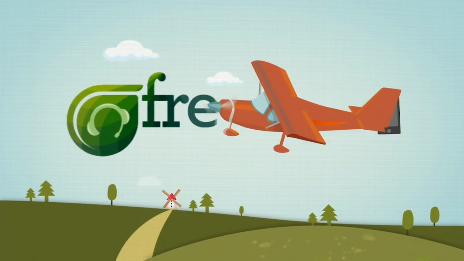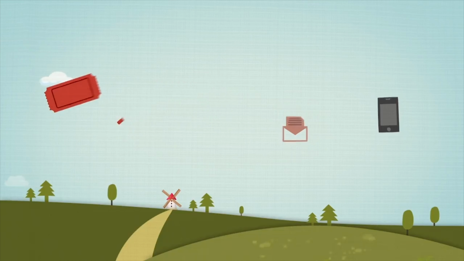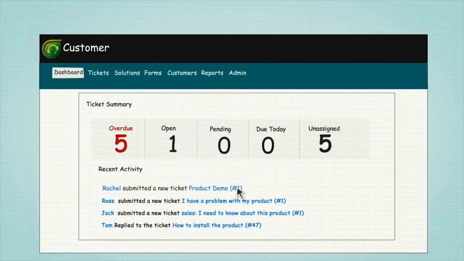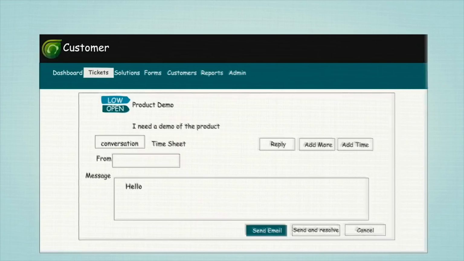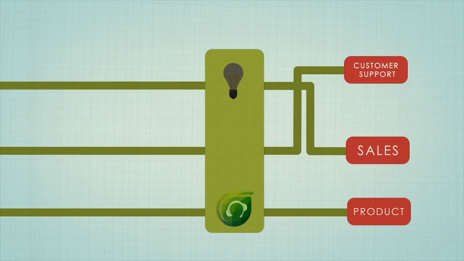Customer queries from phones, emails, websites, and even social networking sites get automatically converted into tickets. Instantly solve customer problems with a super simple and smart interface that your agents can reach from around the globe. Freshdesk can automatically assign tickets to different support teams based on intelligent rules.